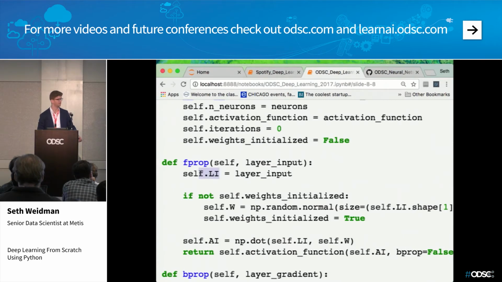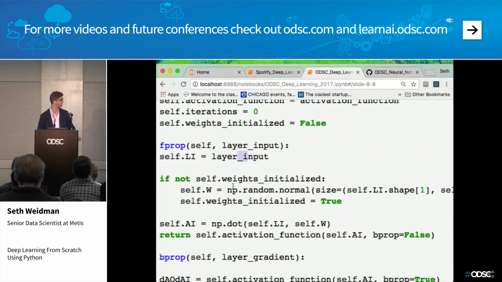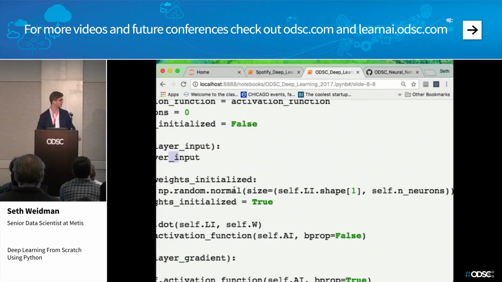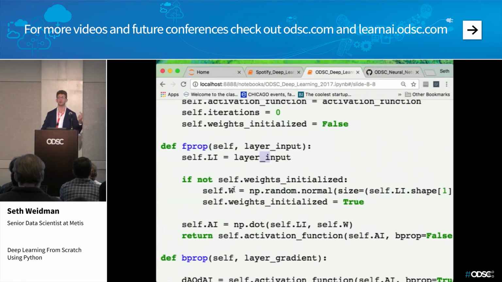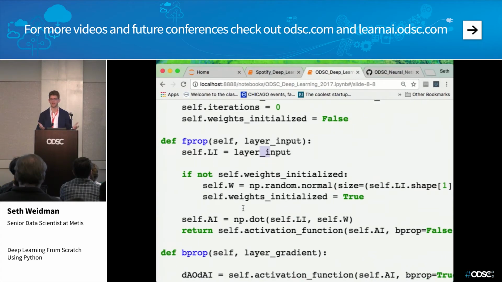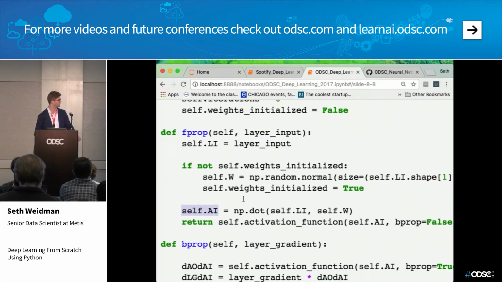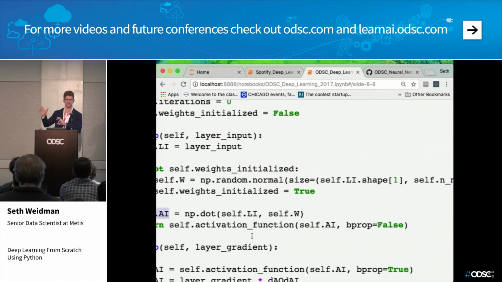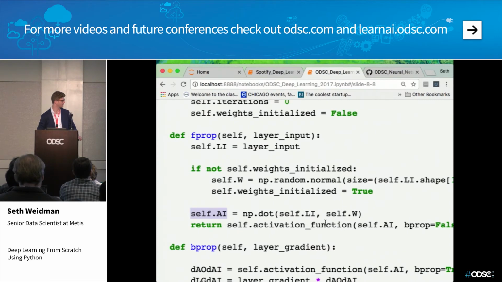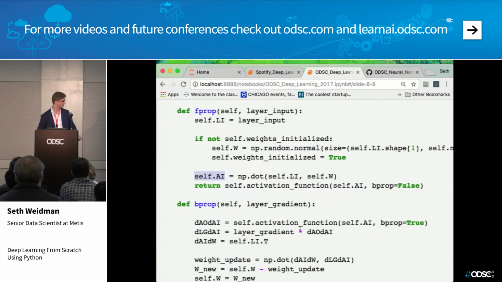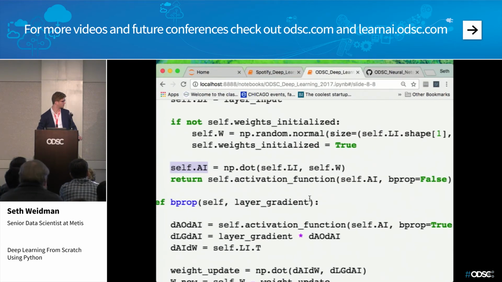For forward propagation, it's actually pretty easy. The layer input, which we're going to need to save in a class variable so we can use it during back propagation, is just the input the layer gets. If we haven't initialized the weights, we initialize the weights based on the shape of the layer input and the number of neurons in this layer, and then we say that we have initialized the weights. And then we get our activation input by just doing the dot of that input and the weight matrix, and we feed that through the activation function. Then the back propagation step is a little messier. So you start out, you get this layer gradient from the layer above you. If you're the last layer in the neural net, that's your loss. If you're another layer, it's how much the outputs of your layer are affecting the loss.